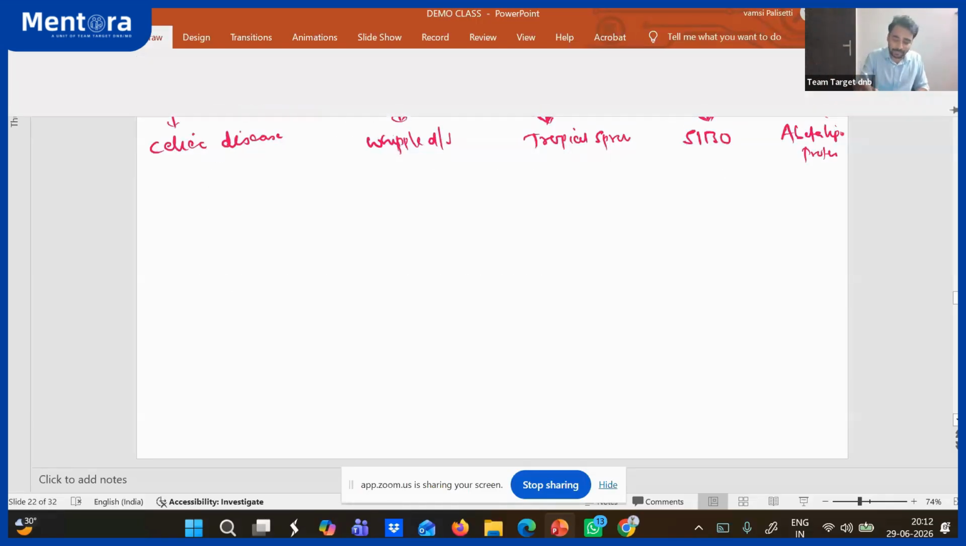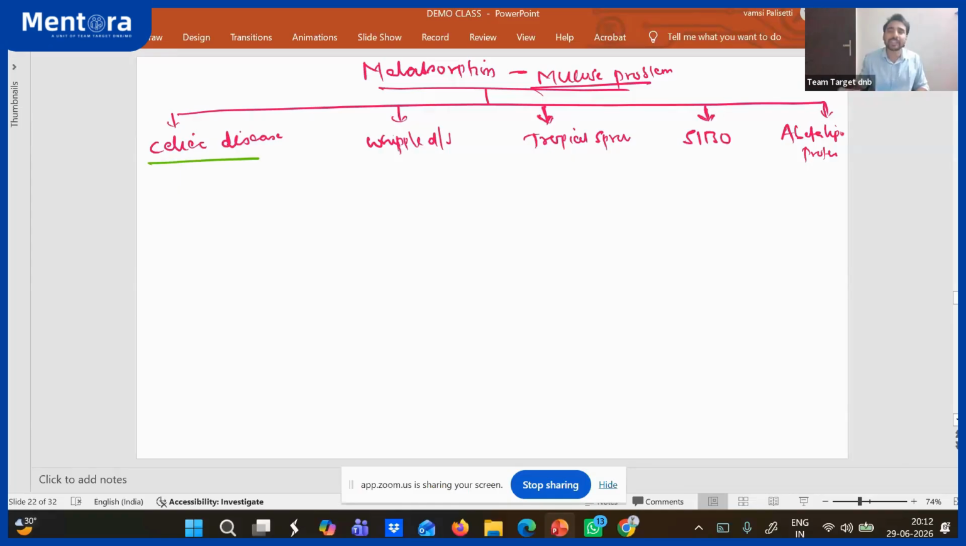So celiac disease, very easy here. A patient with celiac disease has a gluten-sensitive enteropathy. That means whenever the patient takes gluten, like wheat, barley and so on, the patient is very sensitive. Antibodies are developed against it and they damage the intestinal mucosal cells. That's called gluten-sensitive enteropathy.